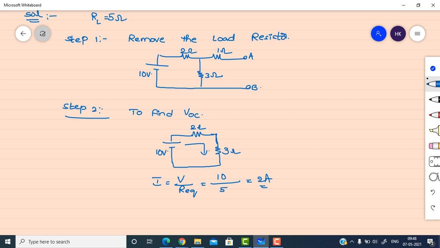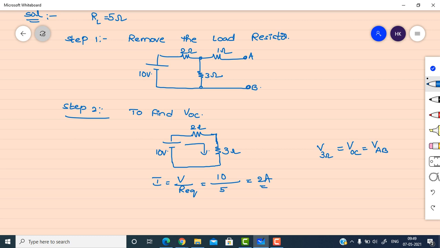Why I removed this resistor 1 ohm? Why I am not including in this circuit? Yes, very good. So because it is open circuit, the current is not flowing in this 1 ohm resistor. And see these terminals A and B, these two are across 3 ohm. There is no current in 1 ohm. Therefore, whatever the voltage appeared across the 3 ohm resistor, the same voltage will be appeared across A and B terminals. So if you find the voltage across 3 ohm, that will be your open circuit voltage VOC, or the voltage between the terminals A and B.